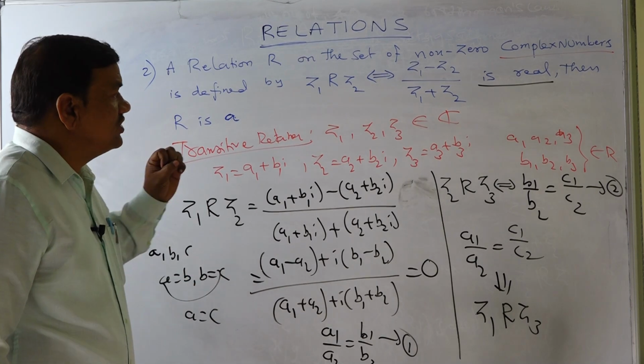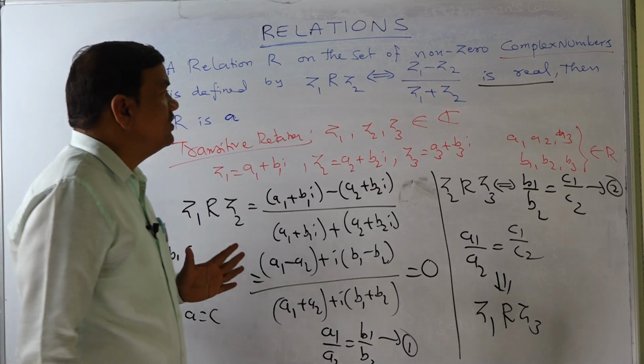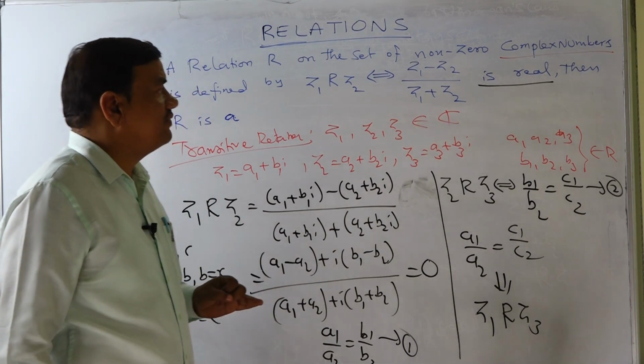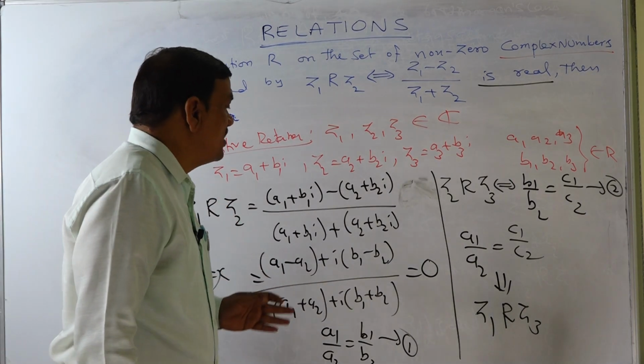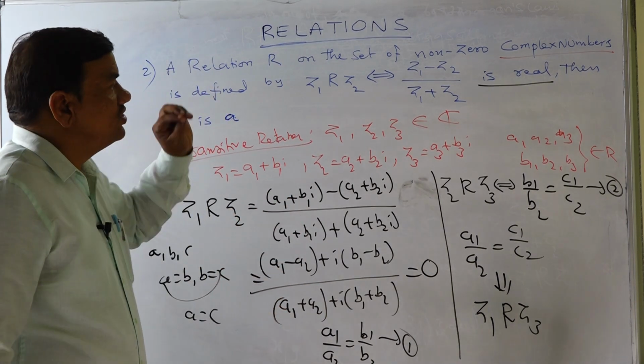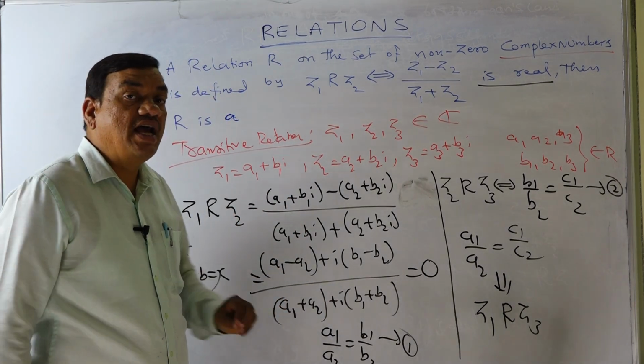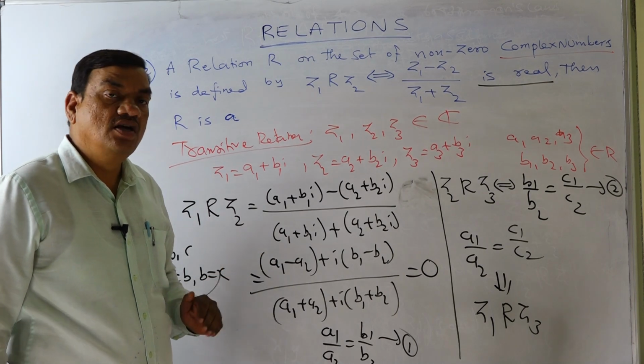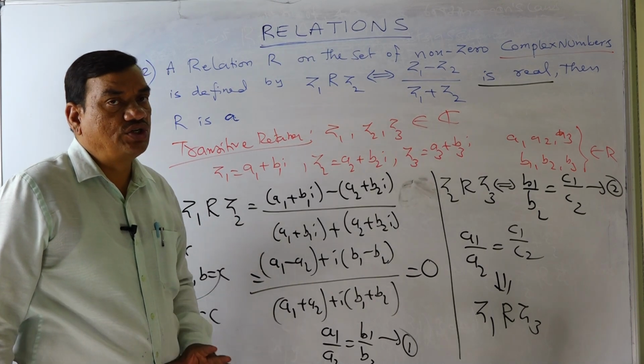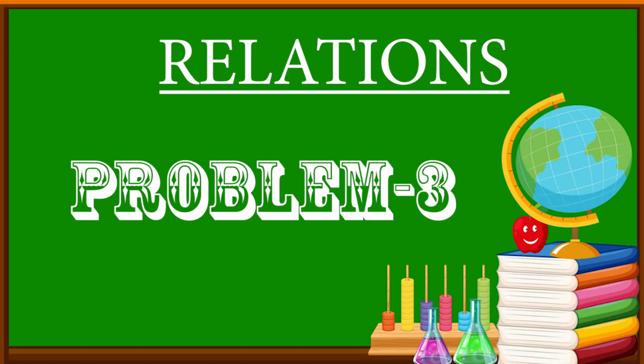So from this we got that it is a reflexive relation, a symmetric relation, and also a transitive relation. Therefore, we can conclude that it is an equivalence relation. I hope that you understand this solution. Let us go for the next problem.